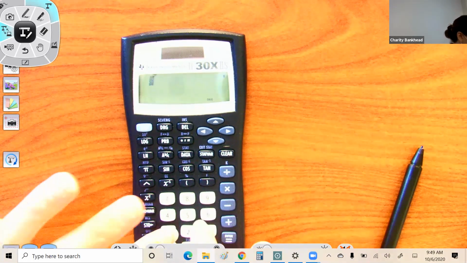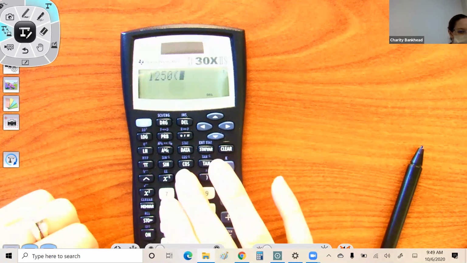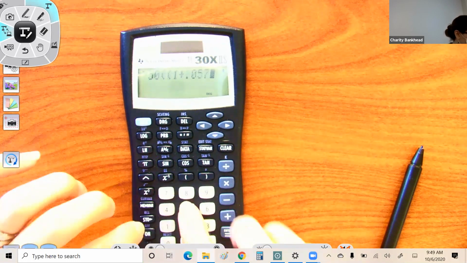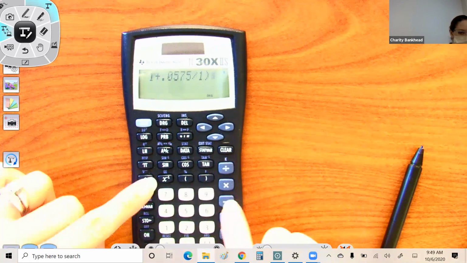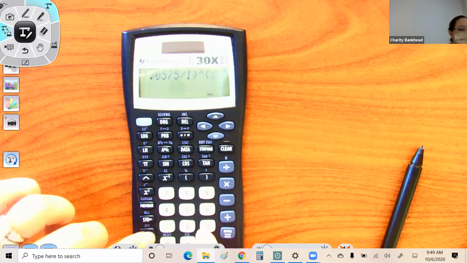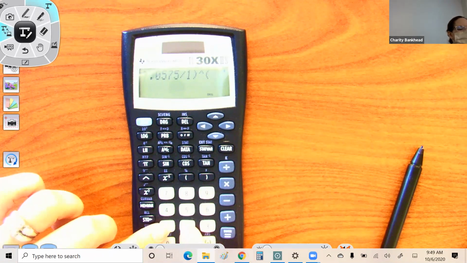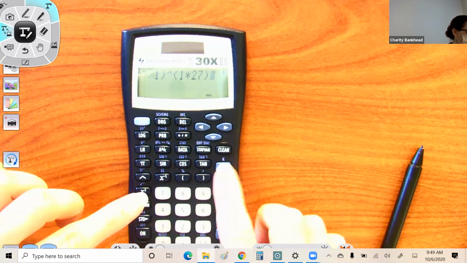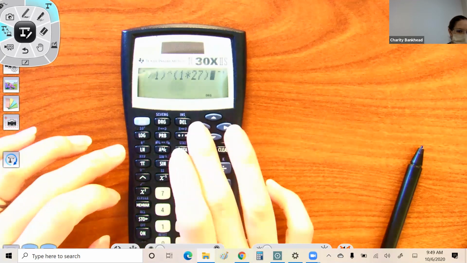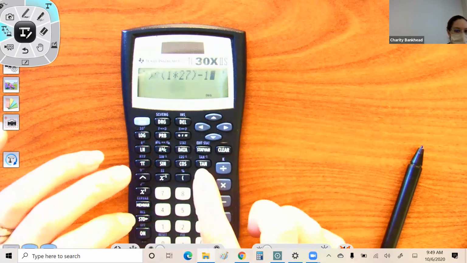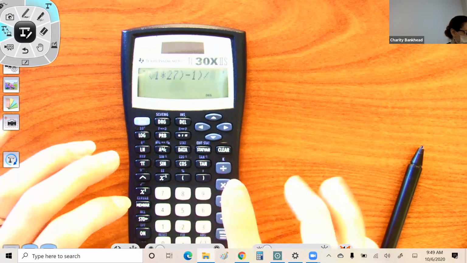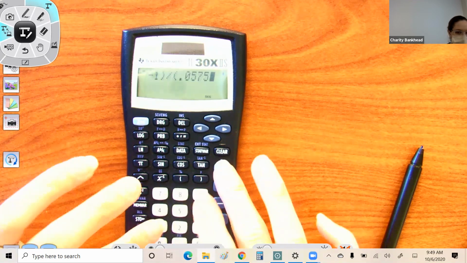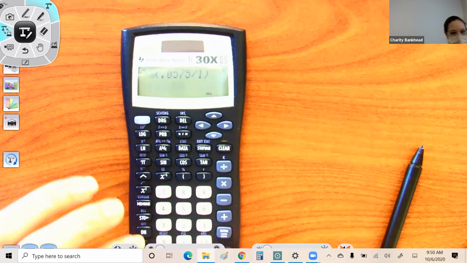Okay, so that was 1250, double open parentheses, 1 plus 0.0575 over 1, close the parentheses, to the power of, open parentheses, what was it? 1 times 27, close the parentheses, oh wait, I need minus 1 right there, and then close the parentheses, divided by, open parentheses, 0.0575 over 1, close, enter.